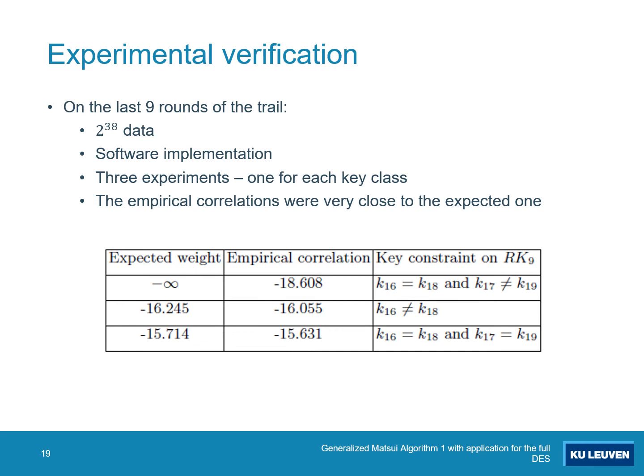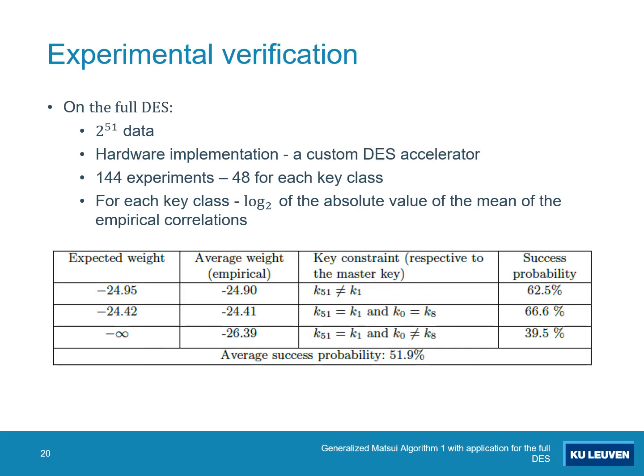For exactly 9 rounds, we used 2^38 plaintext-ciphertext pairs, and we performed one experiment for each key class. As you can see in the table, the empirical correlations were very close to the expected ones, and the key classes were clearly distinguishable. We then stepped up and performed experiments on the full DES.